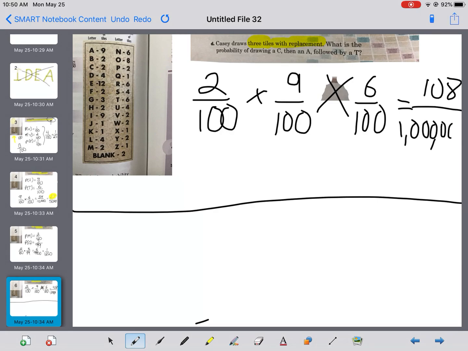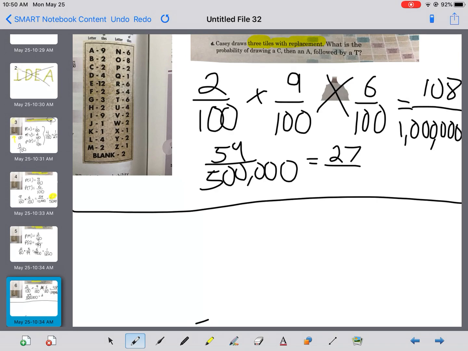So again, the more events that we add to our compound event, the lower the probability is. In order for these 3 things to happen, it would only happen 108 times out of 1 million. If we wanted, we could simplify that. It's 54 out of 500,000. And we can simplify that again to 27 out of 250,000.